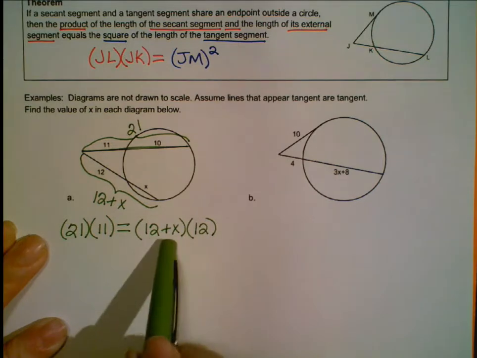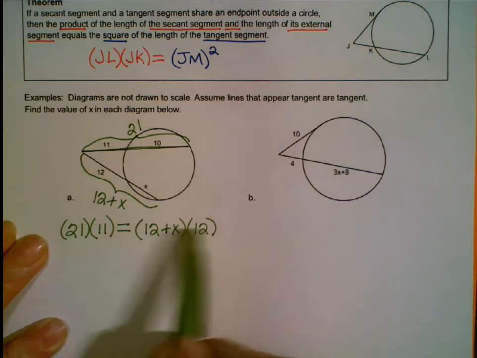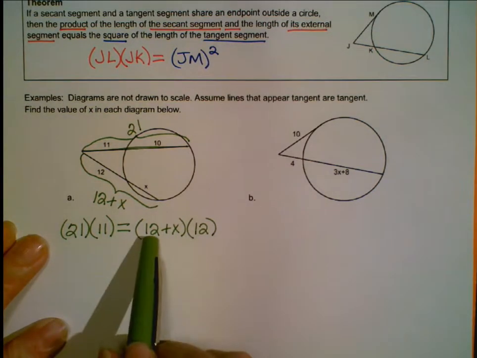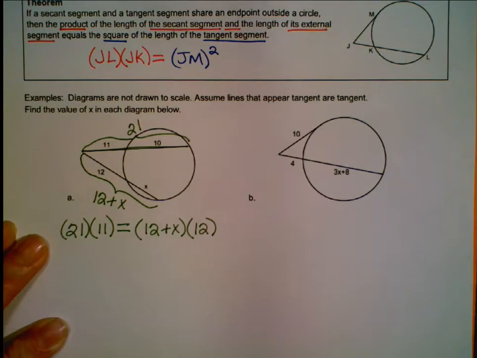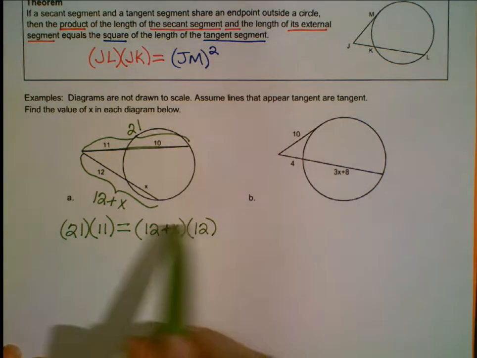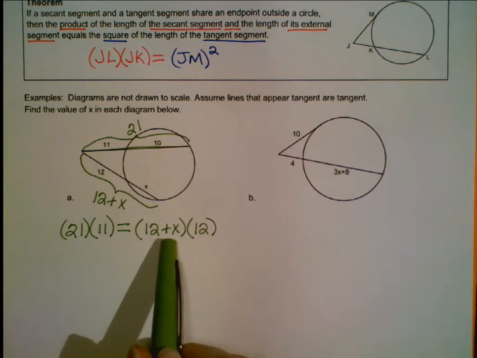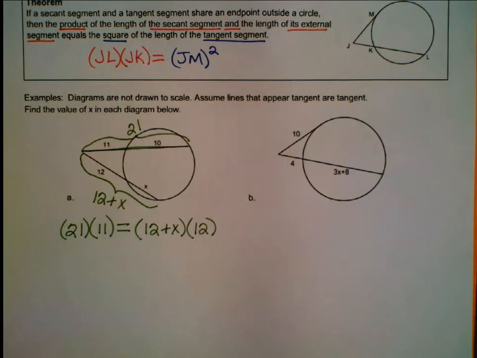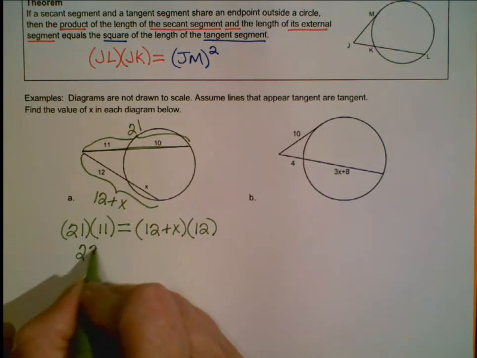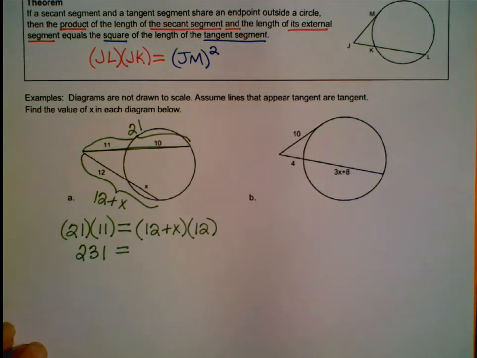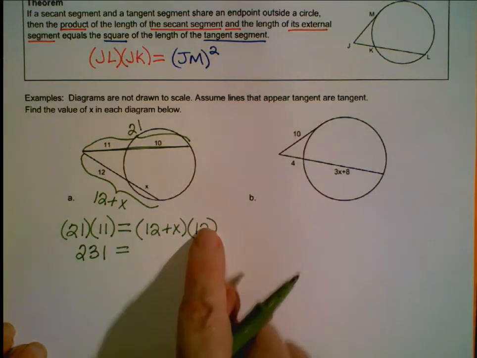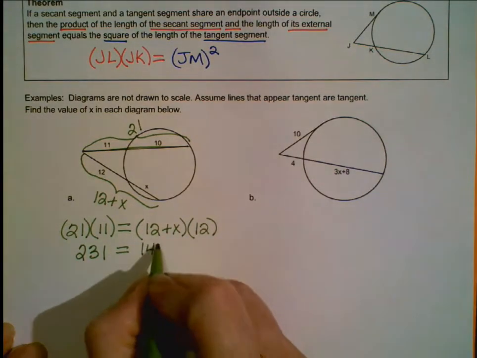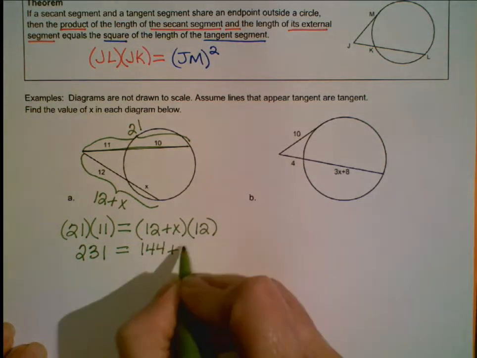All right, now be cautious on problems of this type. When you multiply by 12 on this right side, you have to distribute that 12. That'll be one of the most common mistakes that people make, forgetting to distribute that 12 to both parts of this sum. So on the left side first, we have 21 times 11, which gives us a value of 231, equals, distributing on the right, 12 times 12 is 144, plus 12 times x.